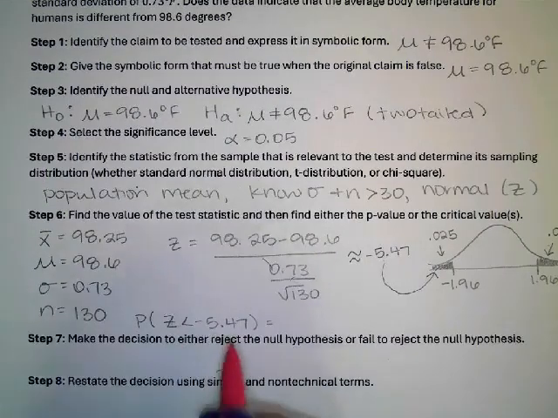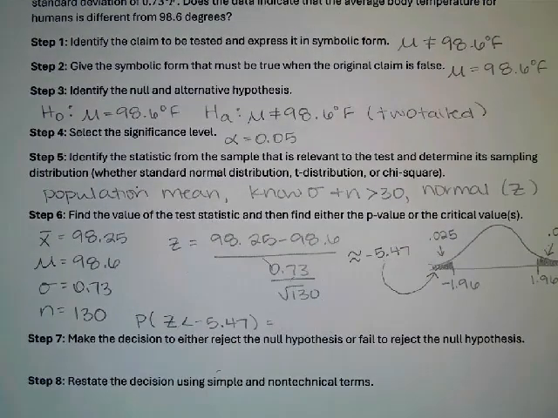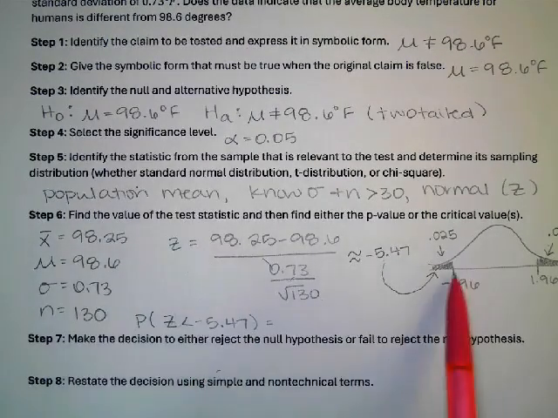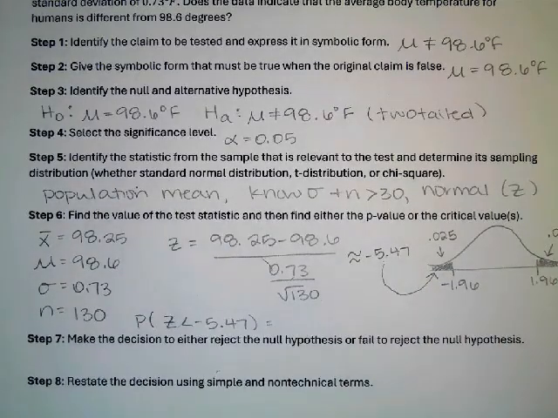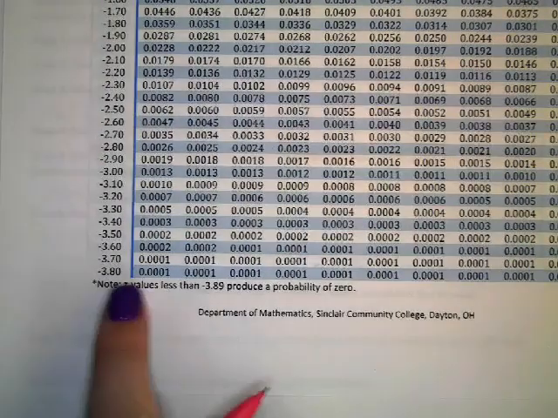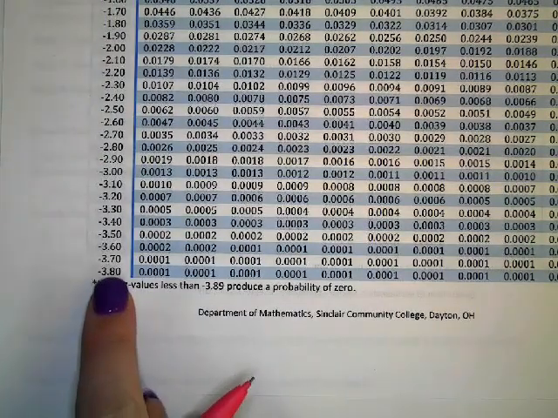When we find this probability, to make sure that we're doing two tails, not just the left side, we're going to take our probability and multiply it by 2. So I'm going to find the probability that z is less than negative 5.47, and then double that because I'm going to represent the two tails from the situation. So I'm going to look at my standard normal distribution table. I'm going to look for a z-score of negative 5.47.